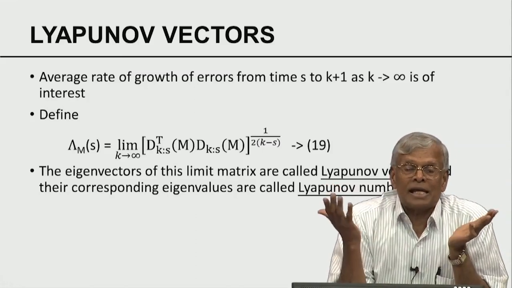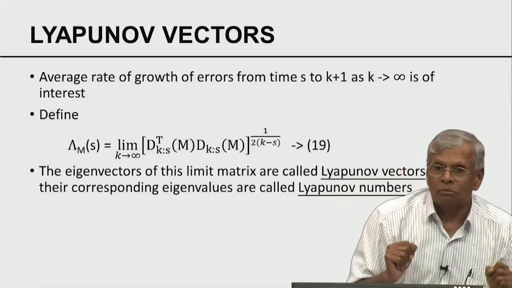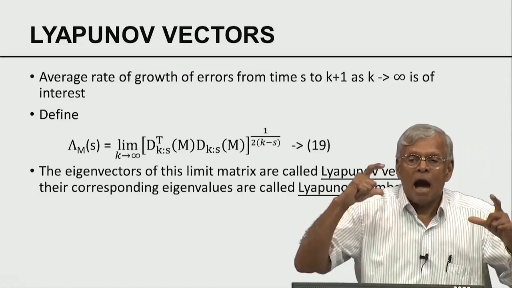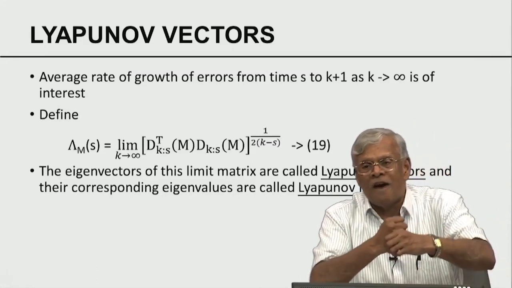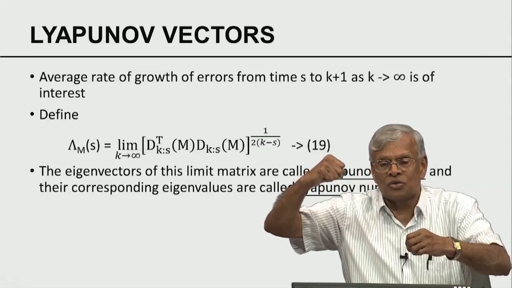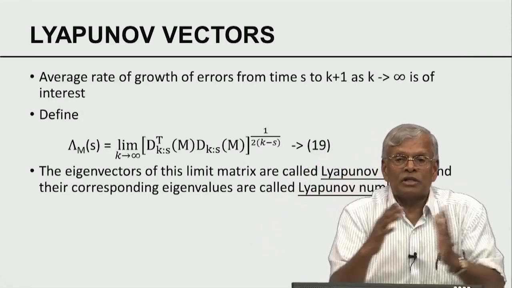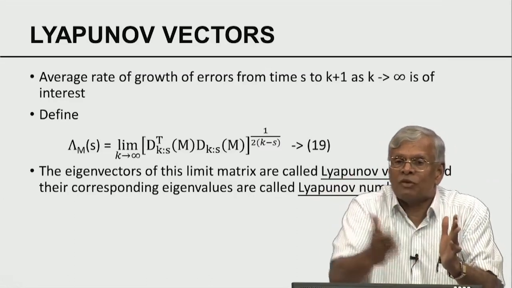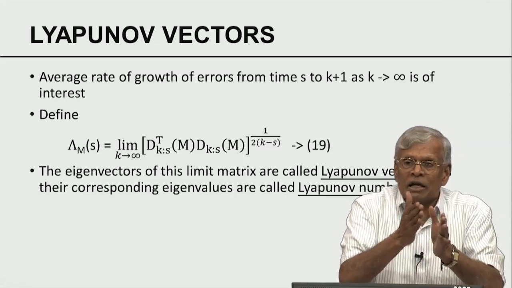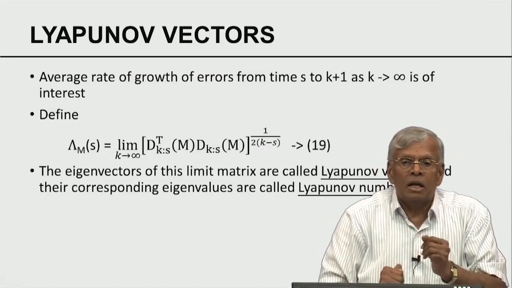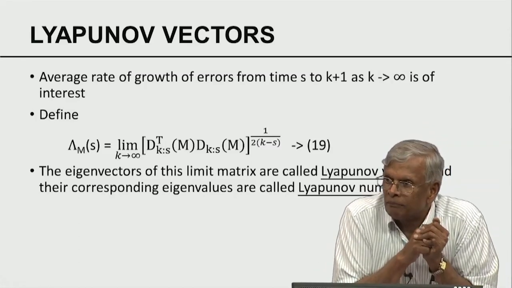So can I make a forecast where the error is double the initial one? No. So what is the amount of error you may be able to tolerate? How far the error grows, how fast the error grows. Now the error rate of growth varies from time to time. So if the error rate of growth varies, what is one measure? The average rate of growth of errors.